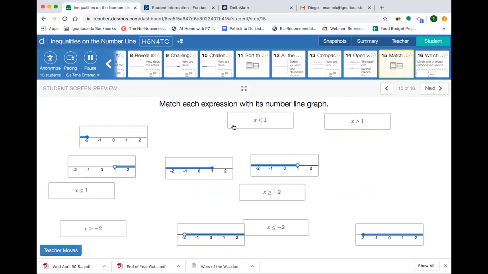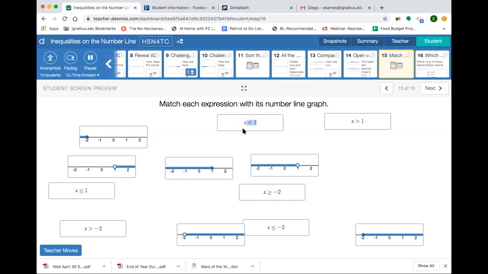When you see this, if you're struggling with this, I would say it out loud. For something like this one, x is less than 1. Should this be an open circle or closed circle on this x is less than 1? Is this open or closed? Open. Okay, this is an open circle.